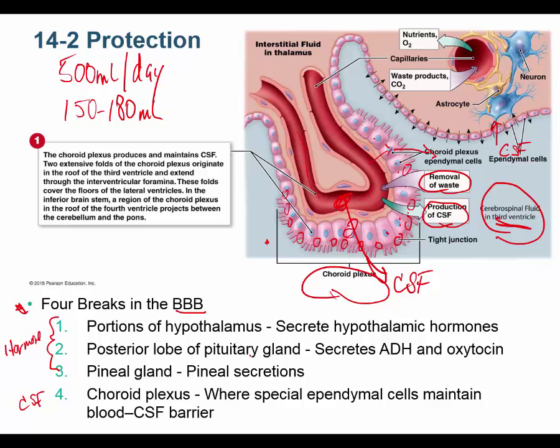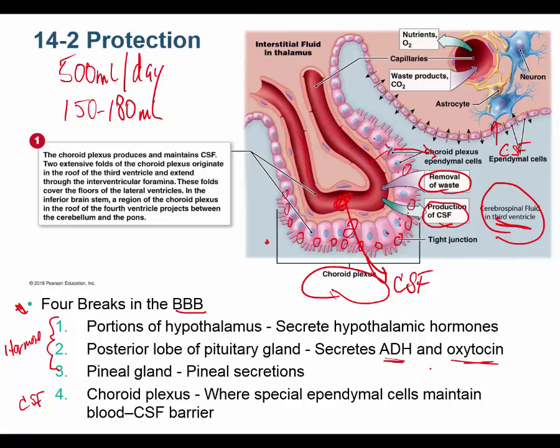There's a break in the pituitary gland because the hypothalamus makes two hormones that get delivered to the posterior pituitary gland. But you don't need a break in the blood-brain barrier for that delivery, because the hormones from the hypothalamus that get delivered to the posterior pituitary are antidiuretic hormone and oxytocin.